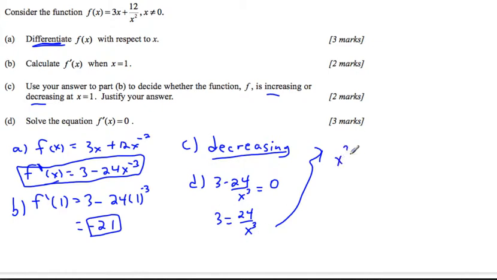We get x cubed equals 24 over 3. X cubed equals 24 over 3, which is 8. Now we need the cube root of both sides. Cube root of 8 is 2. Alright? So the equation where the derivative is equal to 0, where the slope is 0, is at x equals 2.